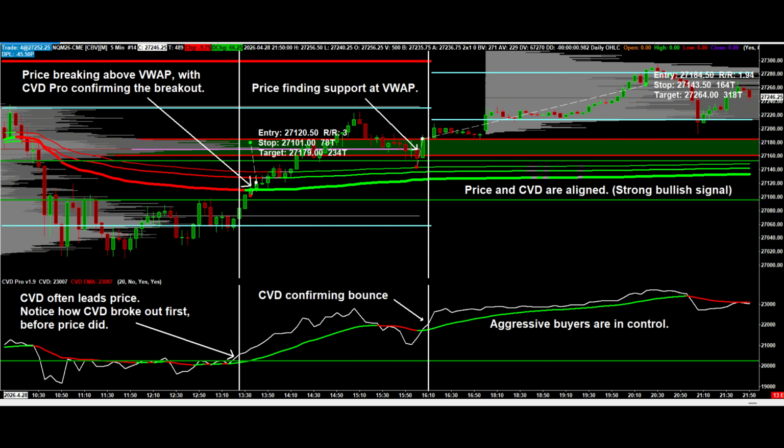How to combine CVD Pro with the SMF value migration study for higher probability trades. Most traders look at CVD and think they are reading order flow, but CVD by itself is not a trade signal, and value migration by itself is not a trigger. The edge comes from combining the two.